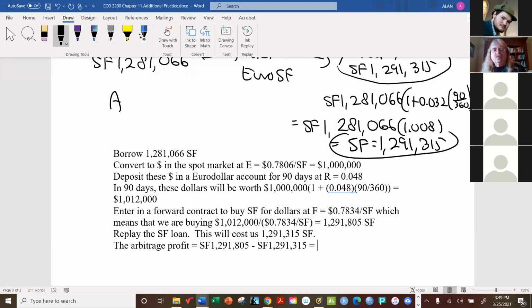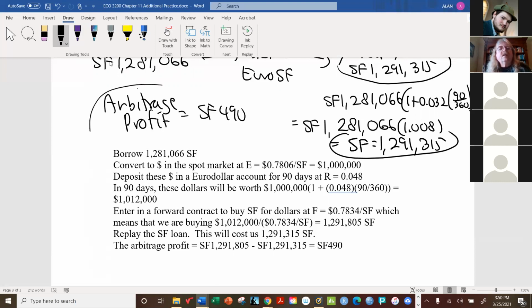And so that leaves us with 490 Swiss francs. Well, now you might say, that's not a lot of money. It's not. But we could have just as easily started out with $10 million or $100 million or any amount you can imagine. As long as we can get our hands on that money, we can make a nice profit here. The fact that it's a small amount for $1 million is not really relevant.